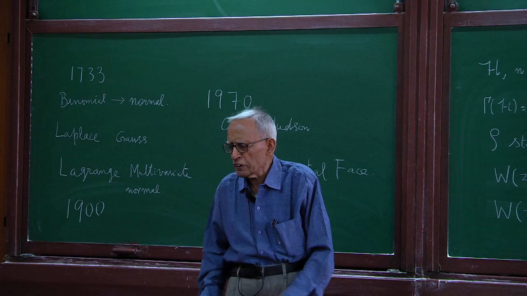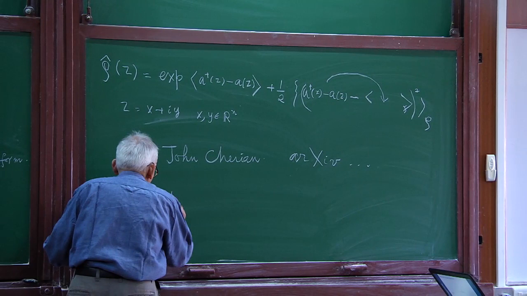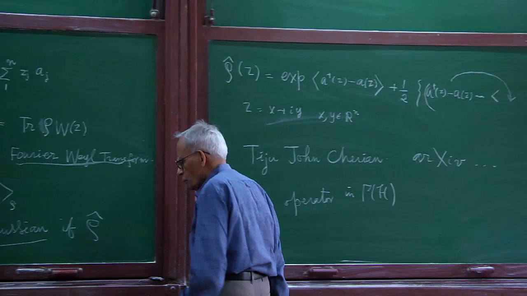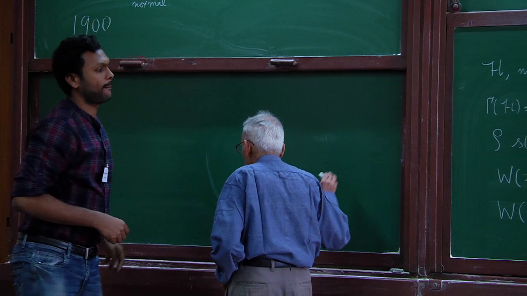the idea is to introduce for any operator, bounded operator Z, in gamma of H in the boson Fox space which I introduced. Can one please lift the two blackboards and then at the same time you.